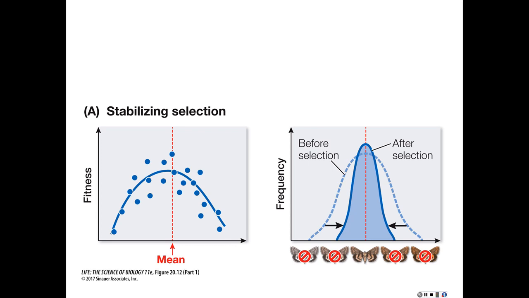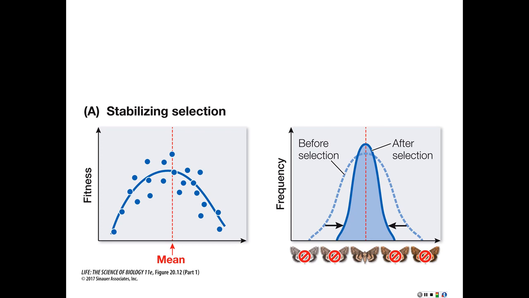Environment favors intermediate phenotype. So let's look at this example. In this example, moths, I guess is what we're looking at, if they are too dark, they are selected against, maybe because a predator sees them better against the backdrop. If moths are too light, they are also selected against, maybe they don't get mates. And so this intermediate phenotype is actually selected for.